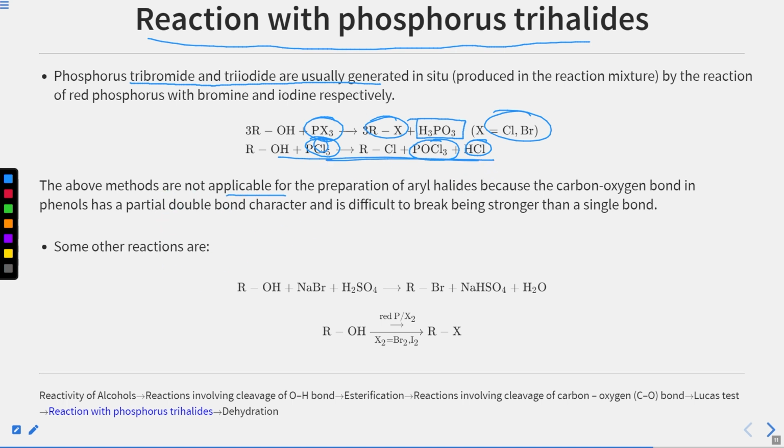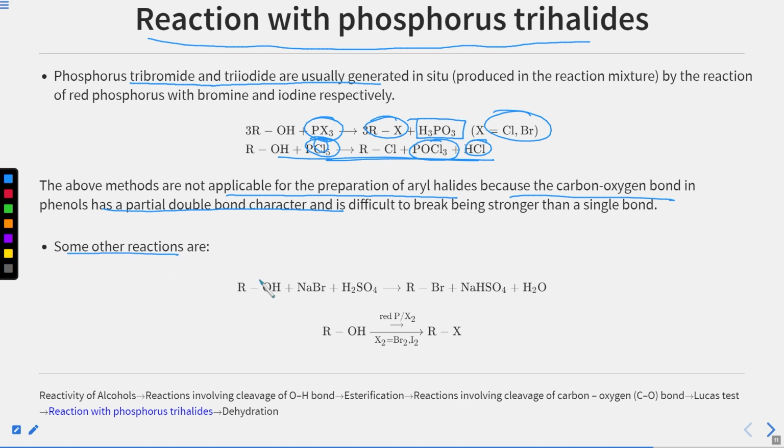Now, the above methods are not applicable for the preparation of aryl halide from phenol because the carbon-oxygen bond in phenol has a partial double bond. So if you talk about phenols, this mechanism cannot be used because you know very well that it involves the cleavage of the CO bond, and for cleavage of the CO bond you have to break a kind of double bond. Many more technicalities are there: it cannot undergo nucleophilic substitution due to electron cloud on both sides, and we have partial sp2 hybridization. So due to this reason, it will not undergo this reaction.